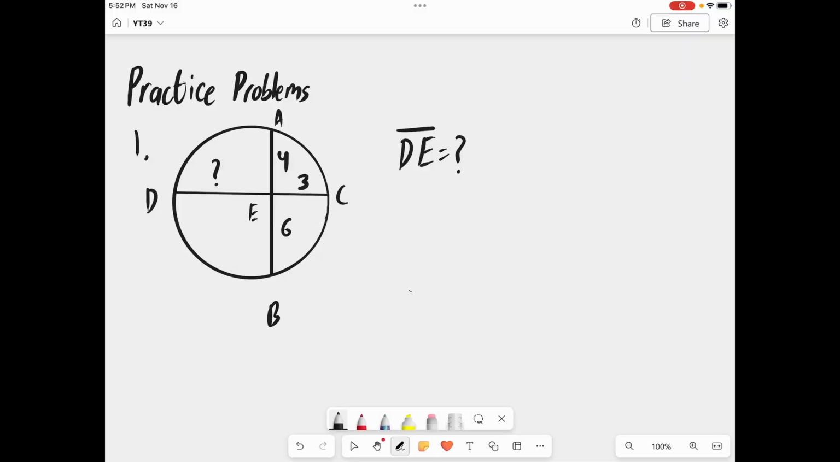For today, we have one practice problem, and we're trying to find DE, where we have AE is equal to 4, BE is equal to 6, and CE is equal to 3.